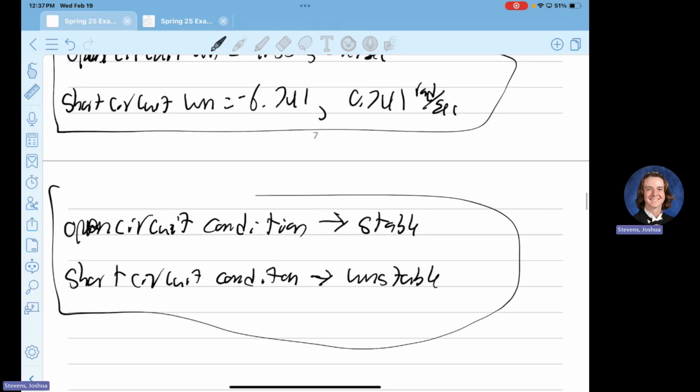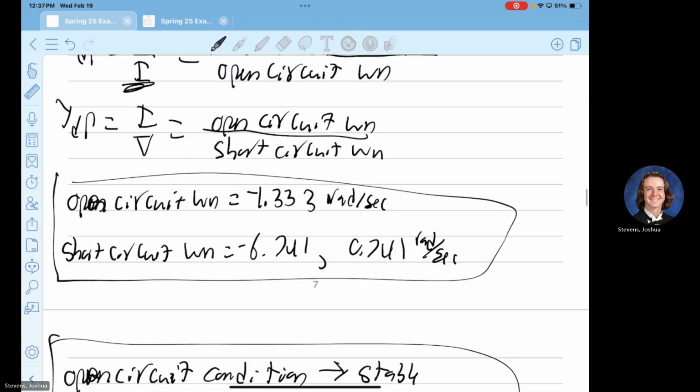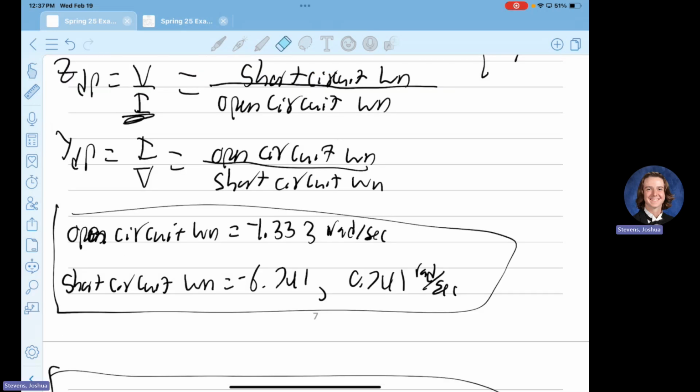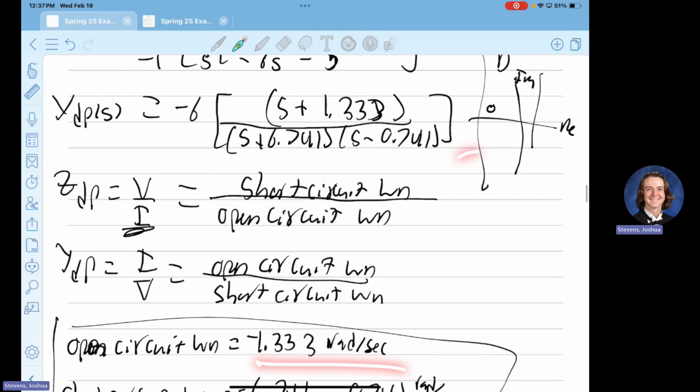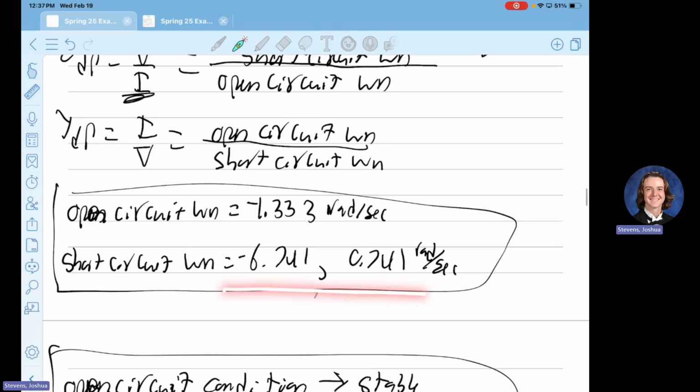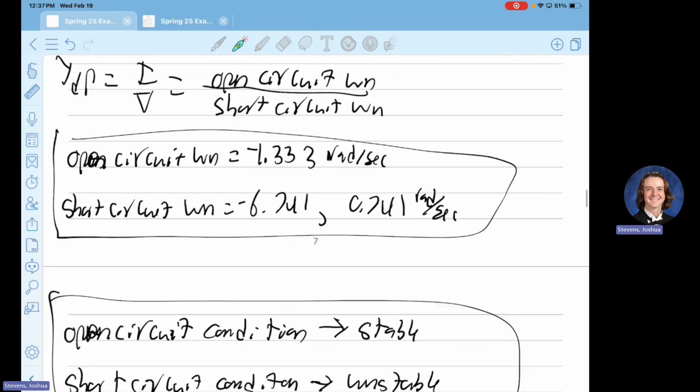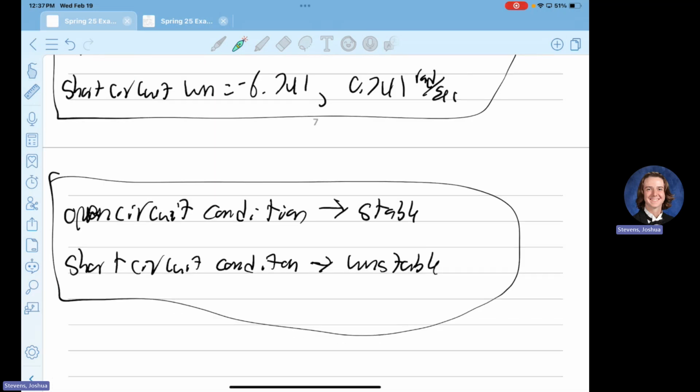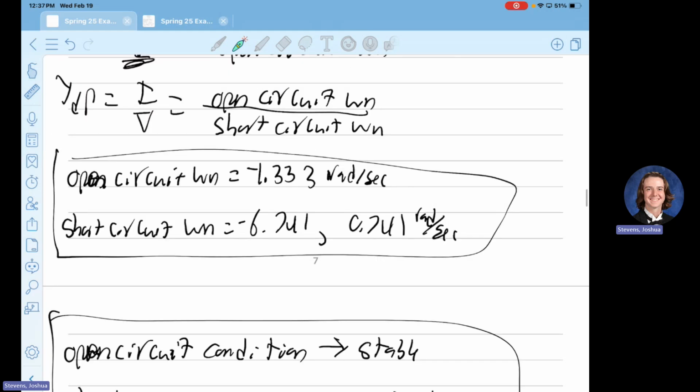Do y'all agree based on my saying? Your open circuit zero is on the left, so therefore your open circuit condition is going to be stable. Your short circuit conditions, one's on the left, one's on the right. And since one is on the right, that literally just means it's unstable. Literally anything on the right, unstable. It's just unstable immediately. That makes sense? Yes. Okay. You're good.